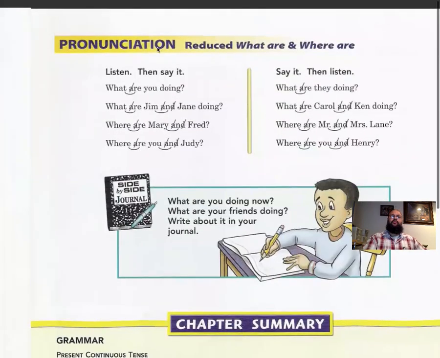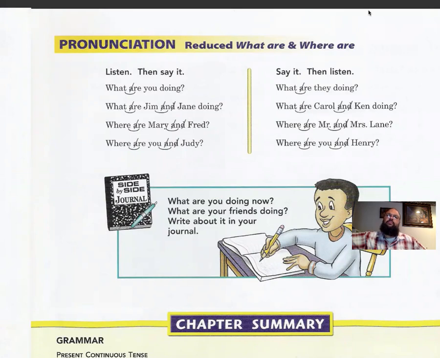And we're at the end of the lesson for today. So let's practice some pronunciation exercises. Reduced what are and where are. Pronunciation, not for writing, just pronunciation. All right, so repeat after me. What are you doing? What are Jim and Jane doing? Where are Mary and Fred? Where are you and Judy? What are they doing? What are Carol and Ken doing?